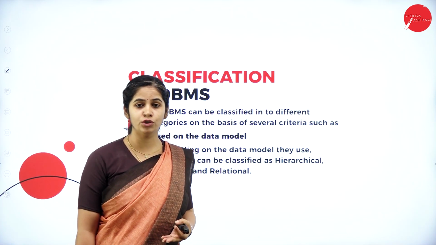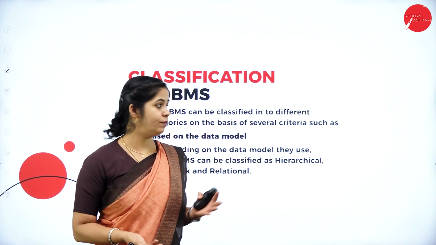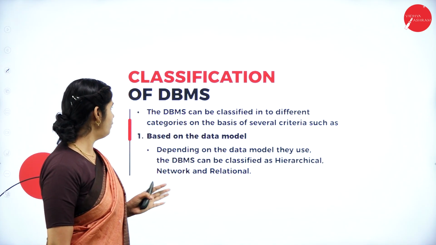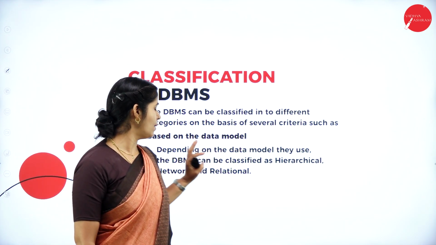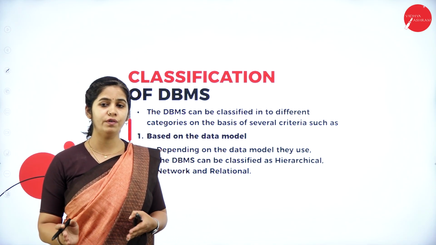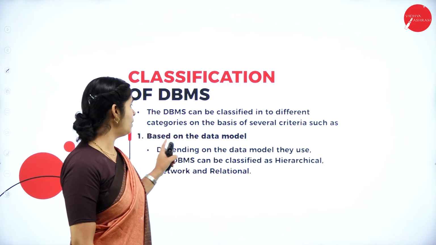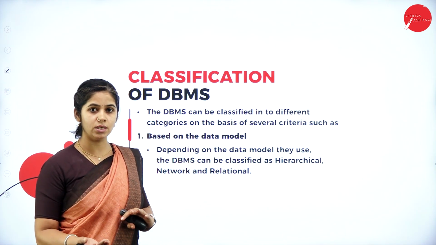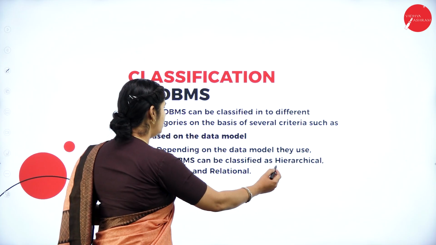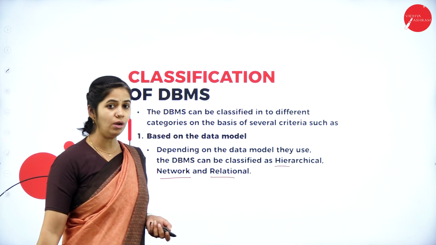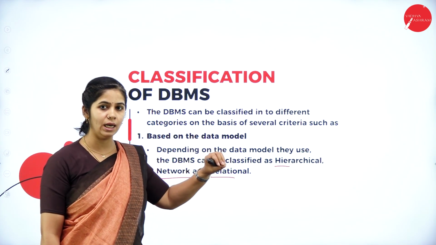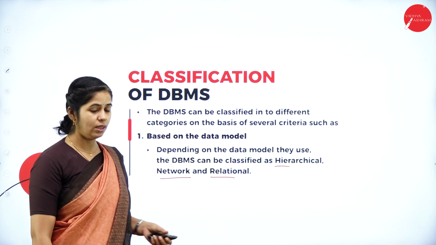Next, what we have is classification of database. How many types can we classify the database management system into? A database management system can be classified into different categories based on several criteria. We have 3 different criteria, and in each we have different types of database management system. The first criterion is based on the data model, which we have discussed already. Based on that, the database has been categorized into hierarchical model, network model and relational model. We can categorize the database in 3 categories.